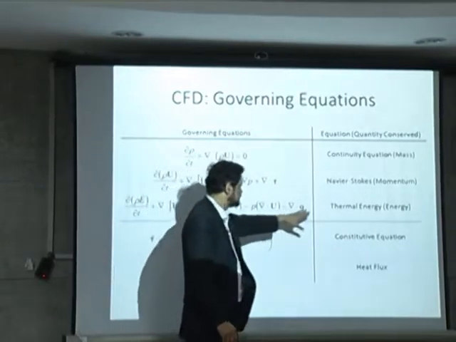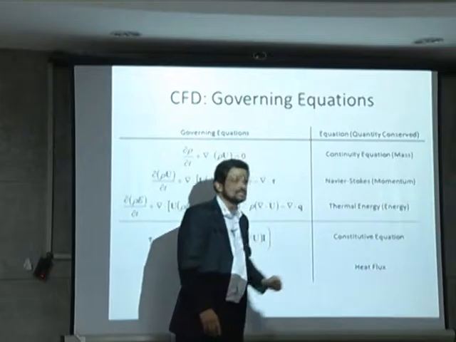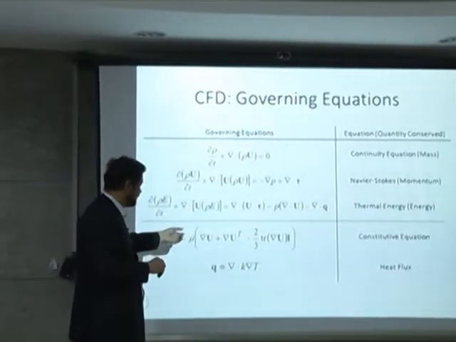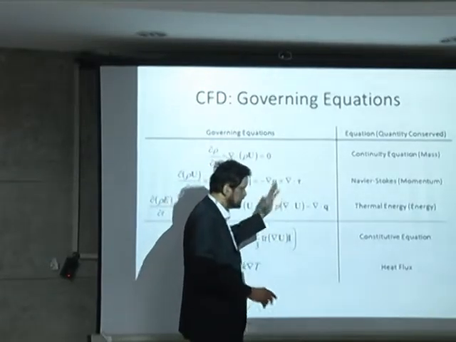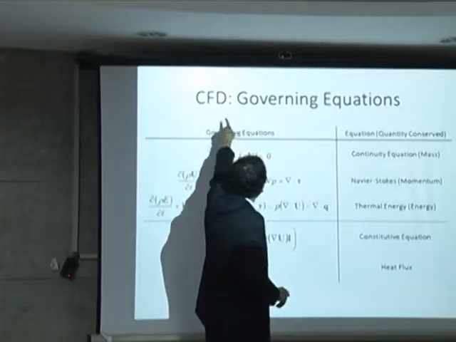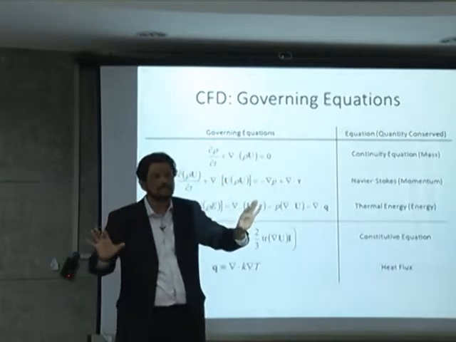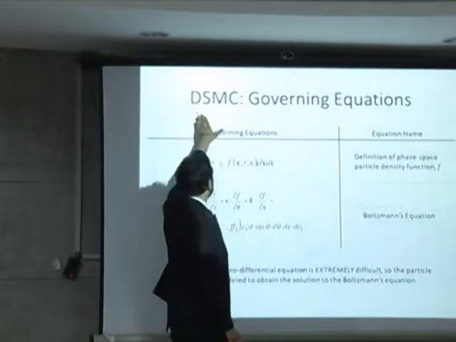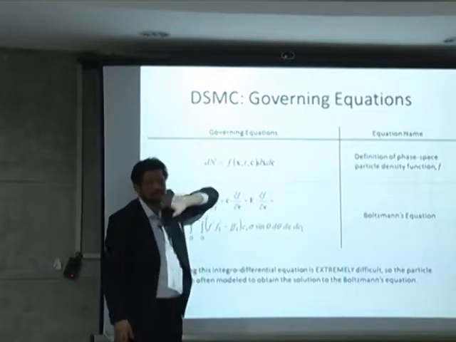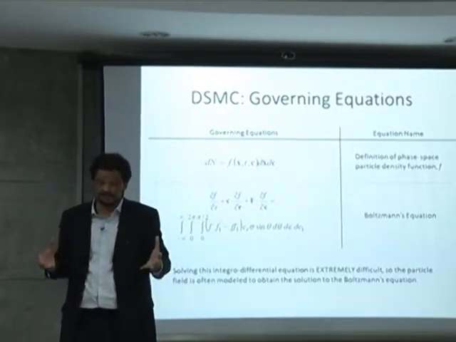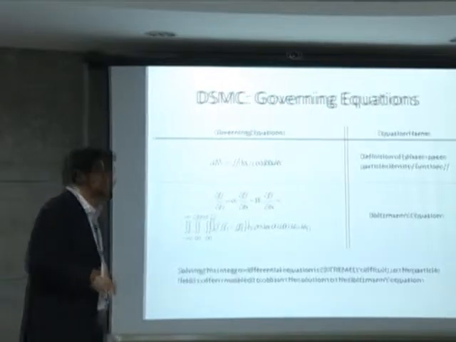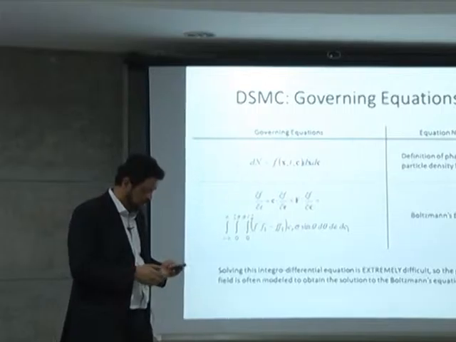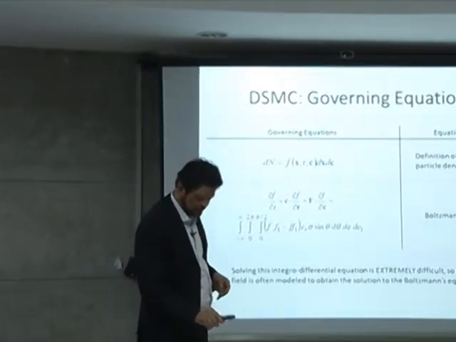And then there is the energy equation, and the constitutive equation, which is the equation of state for the gas, or the way the properties are connected. And there is the heat flux equation. So that is the basic set for fluid mechanics. This is well known and well programmed into the system. For direct simulation Monte Carlo, where we now have particles going around, you cannot use a continuum equation, you use the so-called Boltzmann equation from physics.